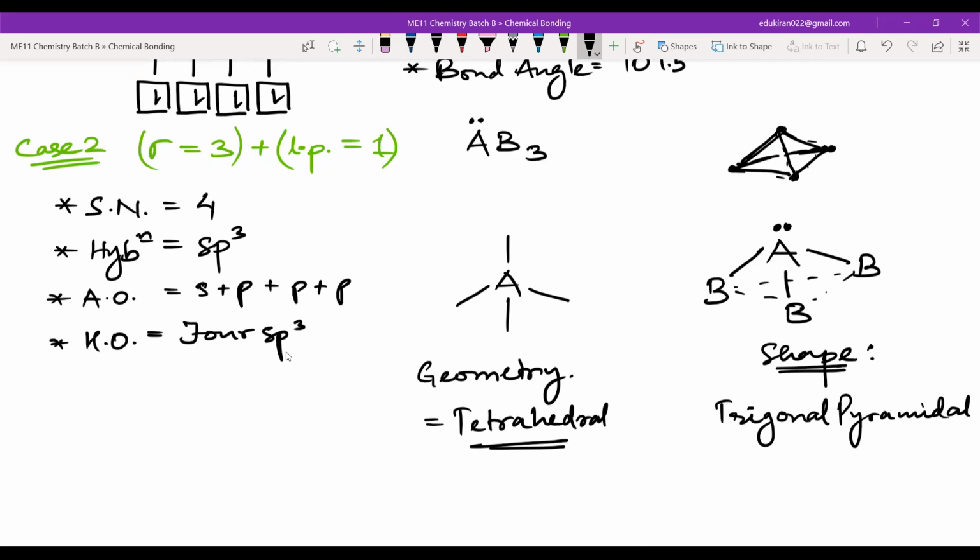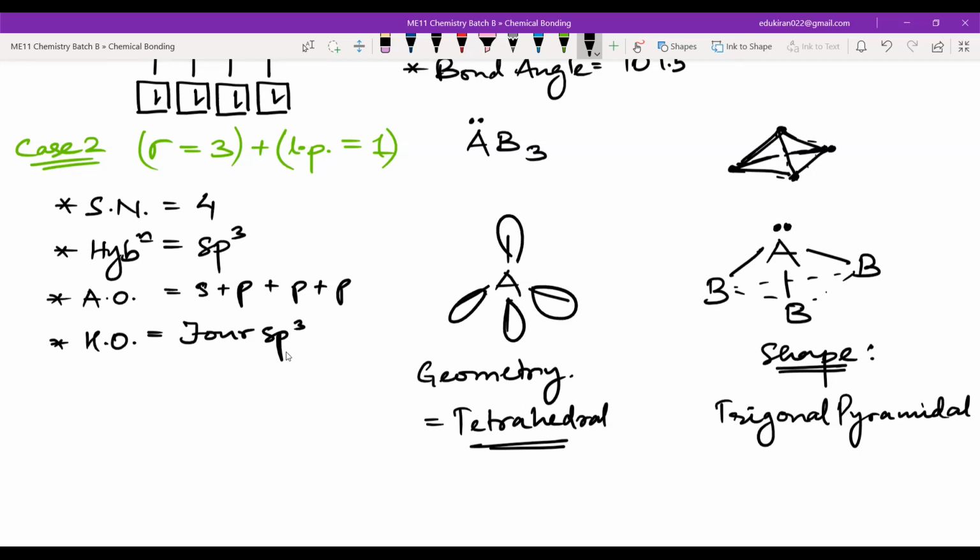You got the difference between geometry and shape? Umar, both of you? Yes, Umar. I wasn't able to understand. Okay, so for geometry, you have to look at the hybrid orbitals. Got it? Okay. And for shape, you have to look at the bonds. So for geometry, this is the geometry, that is the hybrid orbitals.